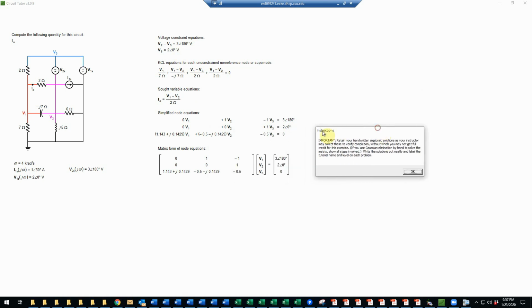Now your instructor might ask you to turn in that algebra written up for the problem. If so, then do that. If not, it would be a good idea probably just to have that for your own records, and when you're studying and going back over what you did, that would give you a record of that work.